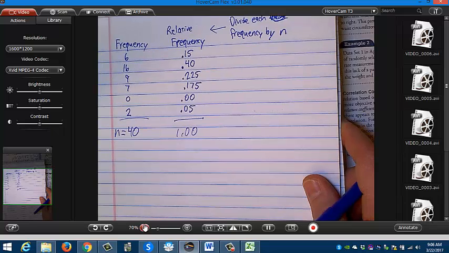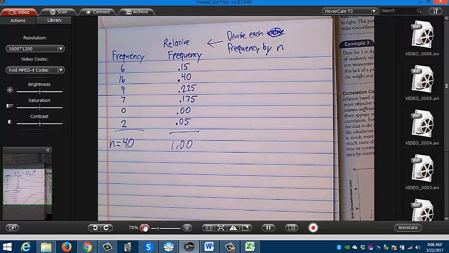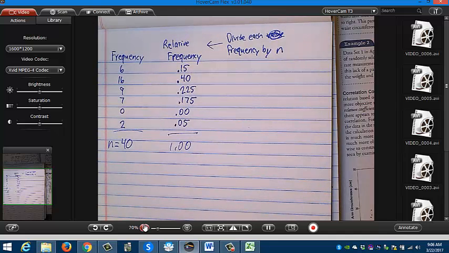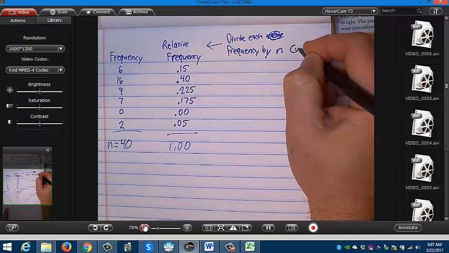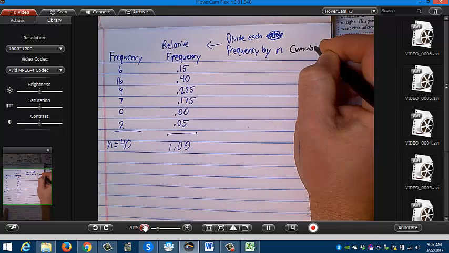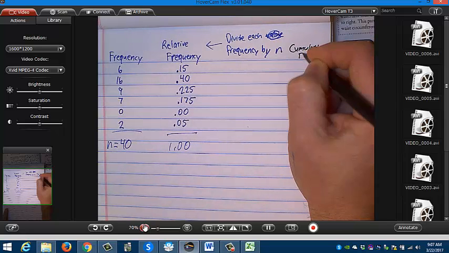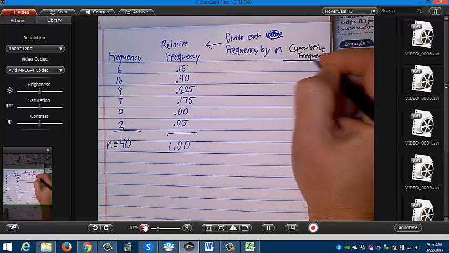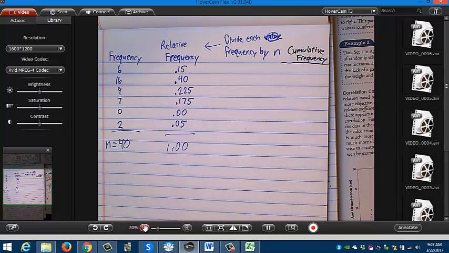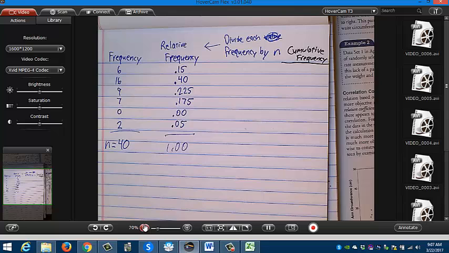And guys, there was one more kind of frequency distribution that I didn't talk about. It was called cumulative frequency. Let me show you that. Cumulative frequency. When you do cumulative frequencies, what you do is you kind of add them up.